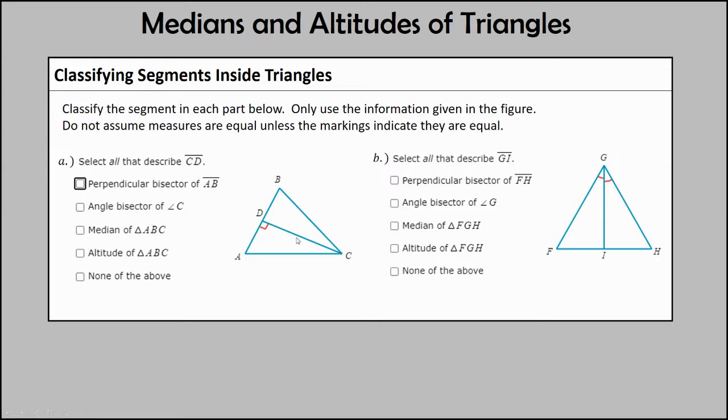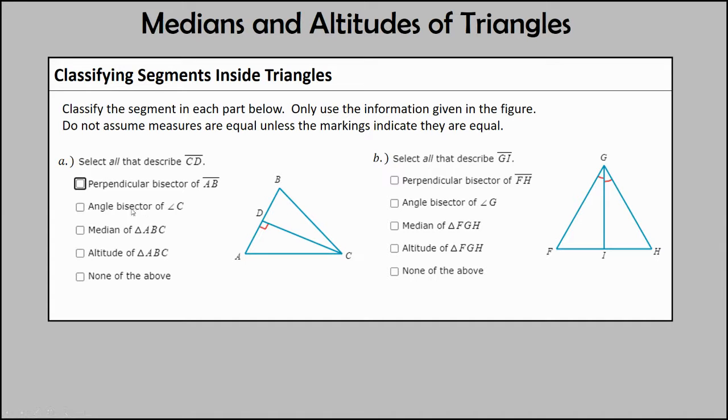I know what you're going to want to do. You're going to want to assume that DB and DA are the same length. They are not, or they would have given us markings. So let's talk this through. Is CD the perpendicular bisector of AB? Is it perpendicular to AB? Yes. Does it bisect AB? They don't tell us that. So we don't know that it's the perpendicular bisector. Mark that one out.